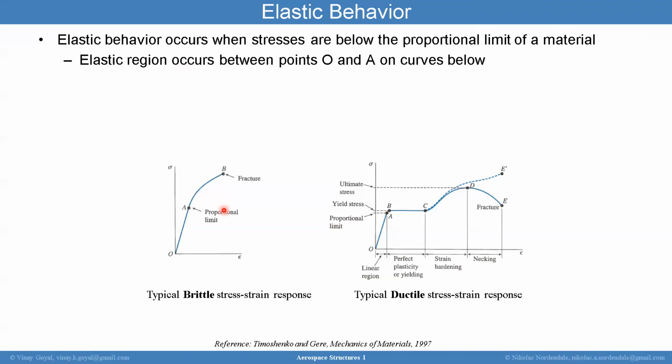Sorry, Dr. Nordendale, I wanted to say that typically brittle failure is considered to be about 3%, and ductile failure is greater than 3%. Some literature can go up to even 5%, but I prefer the 3% definition. Yeah, I'm assuming you're talking about 3% strain. Correct, 3% strain. I apologize.